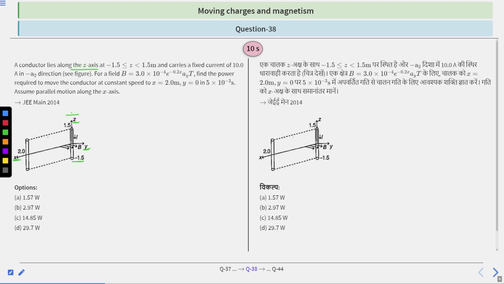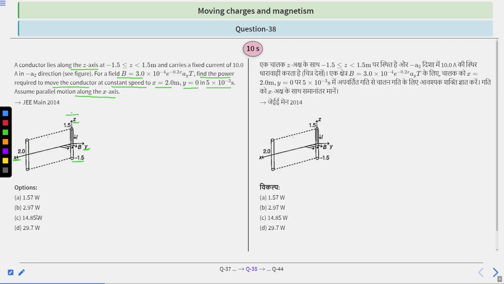For a field B equal to 3.0 into 10 raised to the power minus 4 multiplied by e raised to the power minus 0.2x T, find the power required to move the conductor at a constant speed to x equal to 2.0 meter and y equal to 0 in 5 into 10 raised to the power minus 3 second. Assume parallel motion along the x-axis. Given options: option A is 1.57 watt, option B 2.97 watt, option C 14.85 watt, option D 29.7 watt.